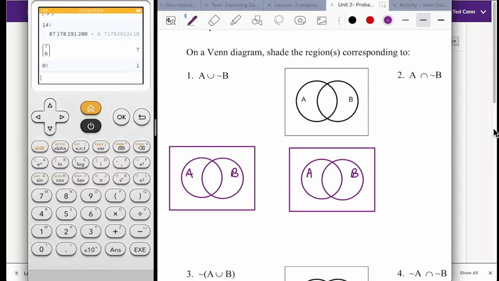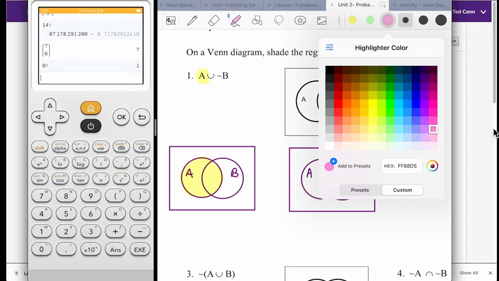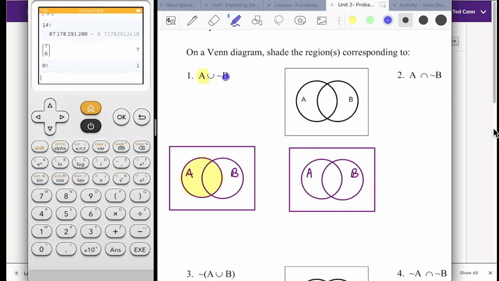Do it a couple times. This first piece, I just want set A. Or I'm sorry, the first graph, I just want set A. So I just highlight set A. We get a nice blue here. All right, and then I want set not B. All right, so everything except for B. All right. So I have my set A, my set not B.